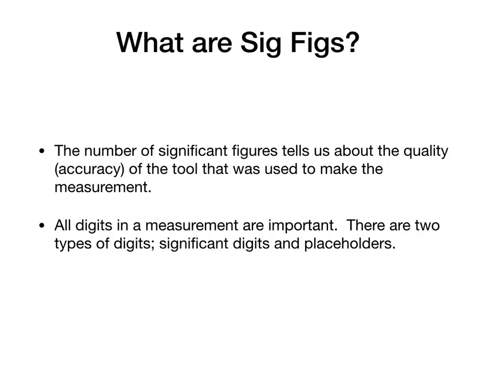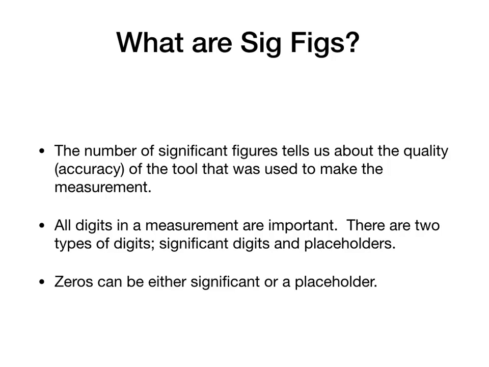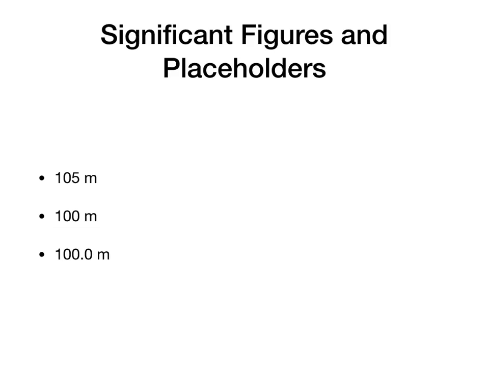And zeros are the things that cause problems sometimes, because a zero can be either a significant digit or a placeholder. Non-zero digits are easy, they're always significant. But zeros, because they play two different roles, either placeholder or significant digit, are the ones that cause problems. So let's take a look at several data numbers and talk about the significant digits in them. I've got three measurements here: 105 meters, 100 meters, and 100.0 meters.